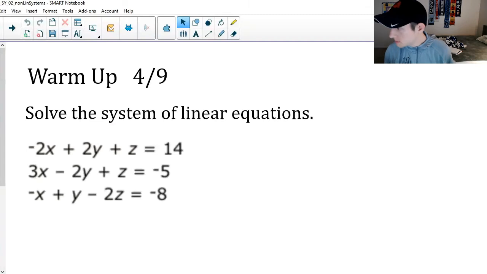Okay, so we talked yesterday about solving systems of three equations with three variables and the process that we go through to do that by hand. So for this warm-up, instead of doing that again, I actually wanted to show you a different method that we can use really quickly. I don't know, it's not super quick, but it's quicker than doing it by hand.